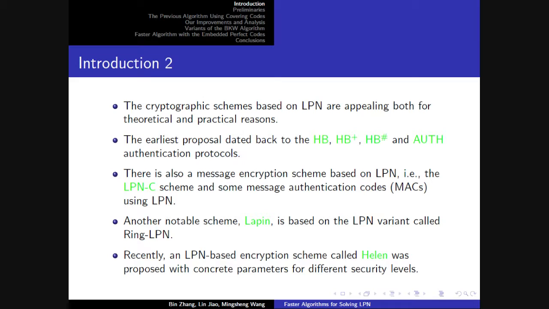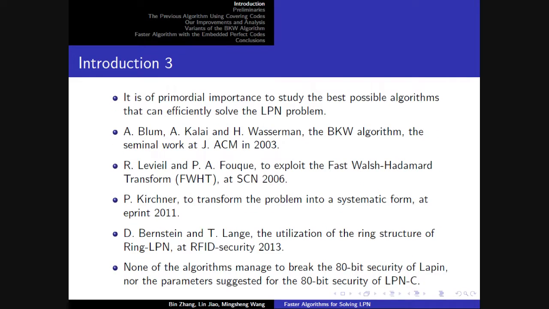The cryptographic schemes based on LPN are appealing both for theoretical and practical reasons. The earliest proposals date back to the HB, HB+, and HB# authentication protocols. There is also a message encryption scheme based on LPN, that is the LPNC scheme, and some message authentication codes, MACs, using LPN. Another notable scheme, Lapin, is based on an LPN variant called Ring-LPN. Also, there is a recent proposal called Helen with concrete parameters for different security levels. It is very important to study the best possible algorithms that can efficiently solve the LPN problem.